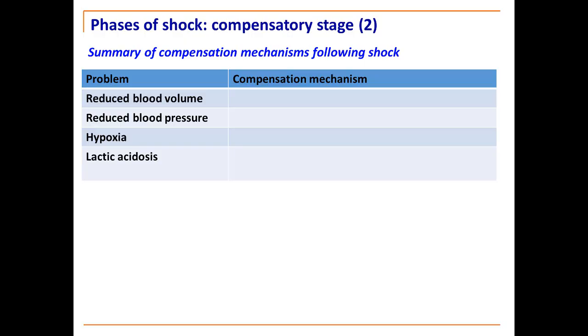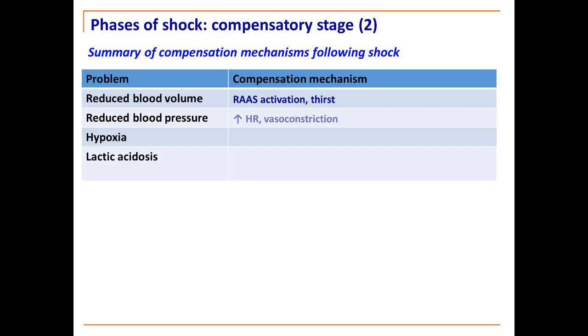So here's a summary of some of the compensation mechanisms that take place following shock. You might want to actually think about this: what is the compensatory mechanism to the reduced blood volume, reduced blood pressure, hypoxia, and lactic acidosis? With a reduction in blood volume, we activate the renin-angiotensin aldosterone system, and we start to feel thirsty, whether you can drink or not is a different matter.